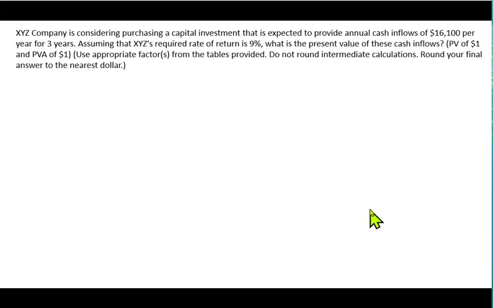Okay, this is our last question. XYZ Company is considering purchasing a capital investment that is expected to provide annual cash inflows of $16,100 per year for 3 years. Assuming that XYZ's required rate of return is 9%, what is the present value of these cash inflows? So they want you to use the present value of an annuity. They give you choices, but you should know by now that if it's a series of equal payments, we're dealing with the present value of an annuity. And then we're going to make the calculation.